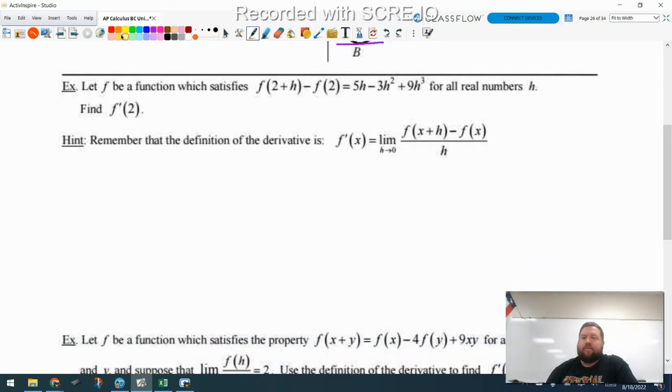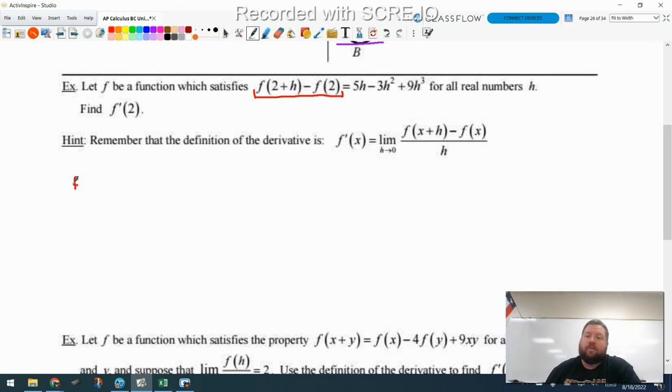All right, next. f is a function that satisfies f of 2 plus h minus f of 2 is equal to 5h plus 3h squared plus 9h cubed for all real numbers of h. Find f prime of 2. This hint kind of gives away the whole problem, so I wish I had deleted that out, but I didn't. What you should see is that just from this in the problem, you should recognize that it is from the definition of derivative. You can see it right here. The only difference is they have plugged in the number 2 for x. That's why it's f prime of 2 instead of f prime of x.